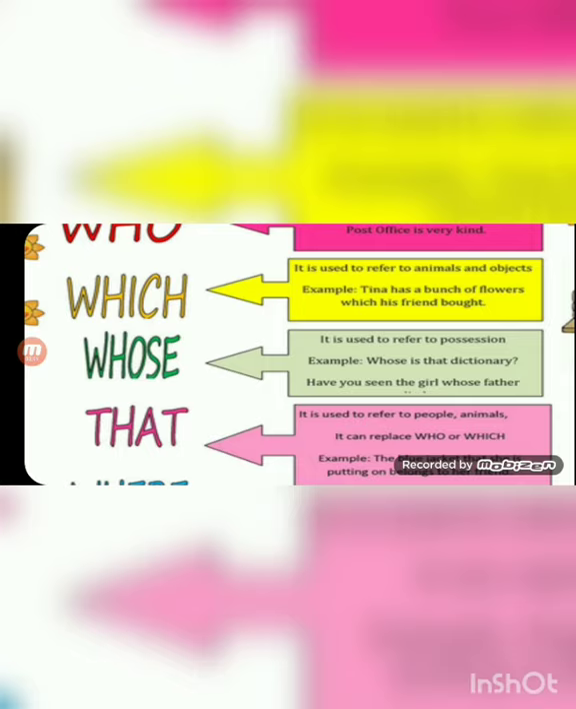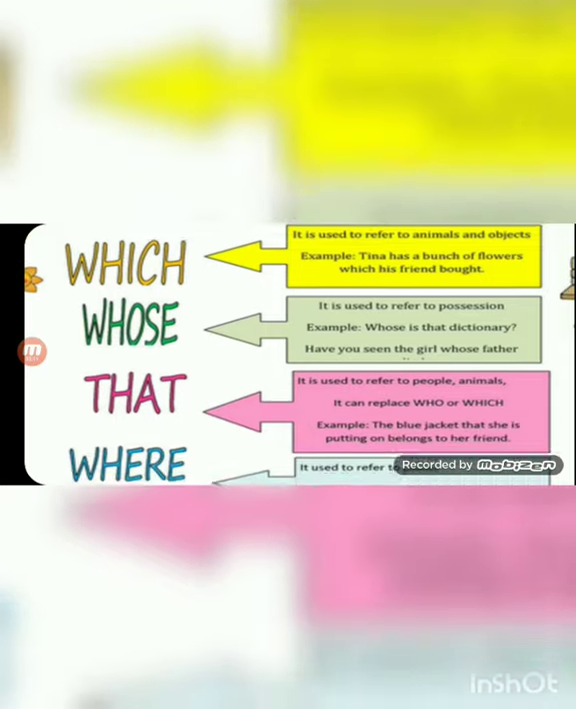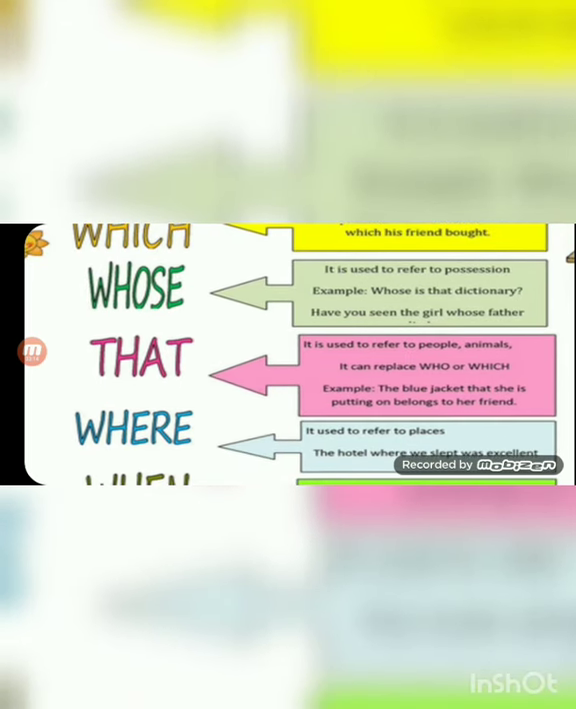So how do we use that? It is used to refer to people or animals. It can replace who or which as well. Examples are given here. The blue jacket that she is putting on belongs to her friend. So here, children, that is something which we are using in place of which or who. It can also be used in place of who.